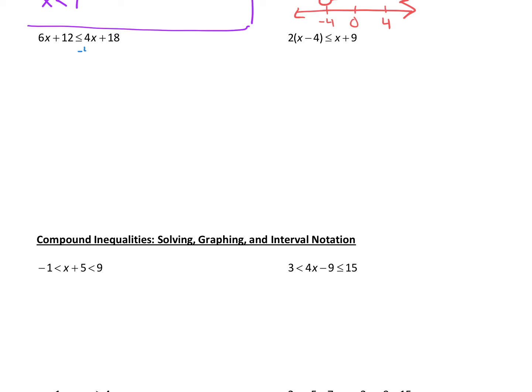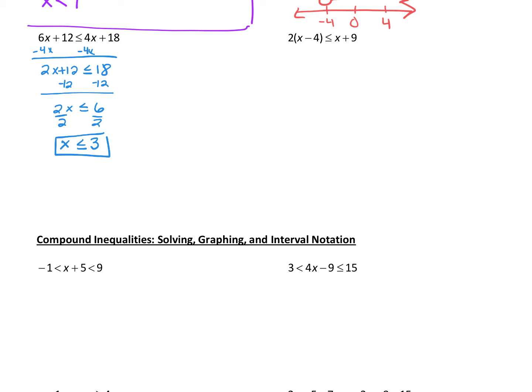All right, in this next example, I am going to get the variable alone by moving the x first. I'm subtracting the 4x from the 6x, which will be 2x plus 12 is less than or equal to 18. Now I want to get the variable alone, so I'm moving a positive 12 by subtracting 12. And then lastly, I need to divide by 2. Since I'm not dividing by a negative, it's just going to stay x is less than or equal to 3.